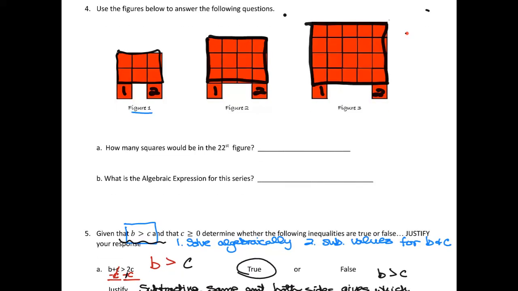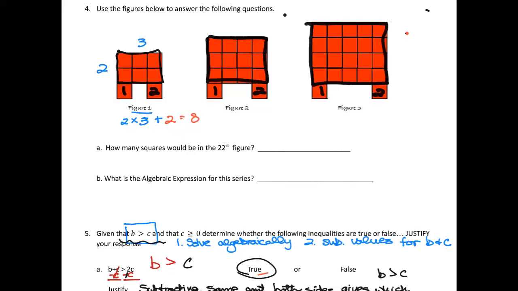Let's talk about the rectangle. What is the size of this rectangle? It is 2 by 3. So to figure out the total number of tiles here, it would be a rectangle of size 2 by 3 plus 2, which gives me a total of 8.